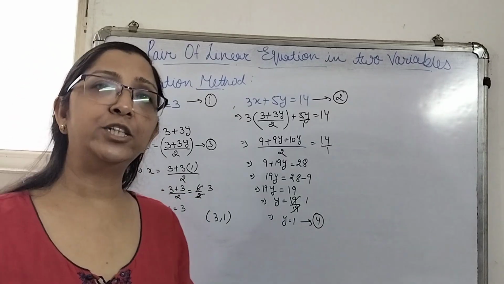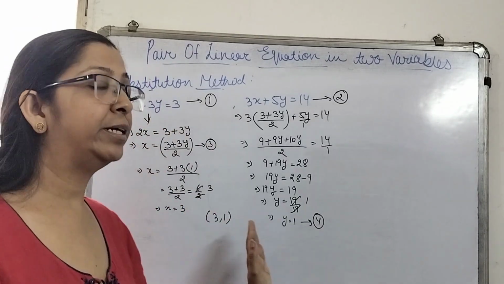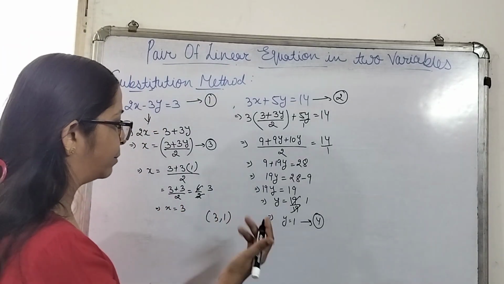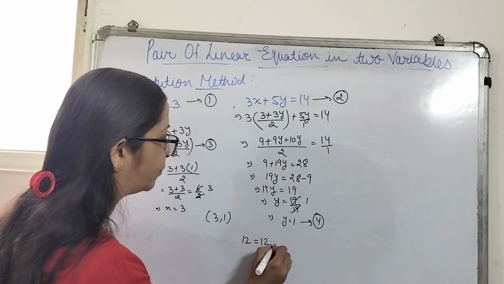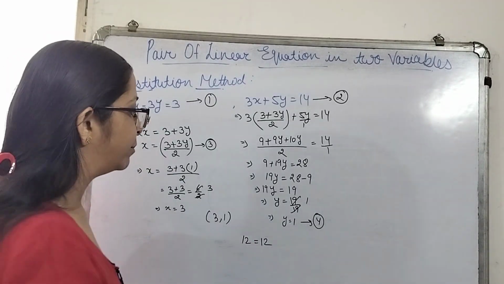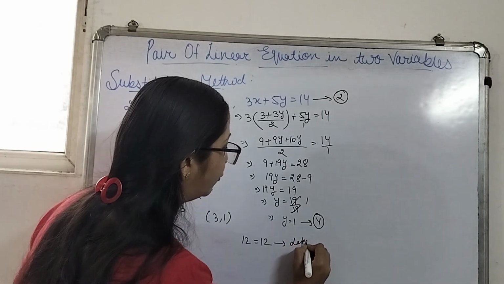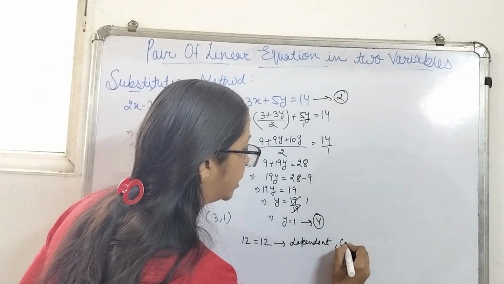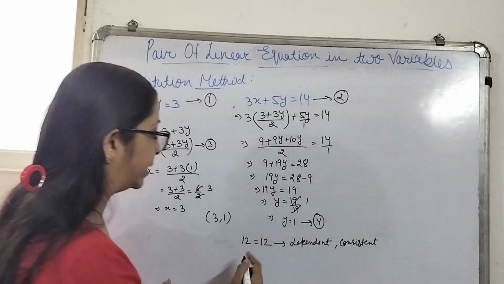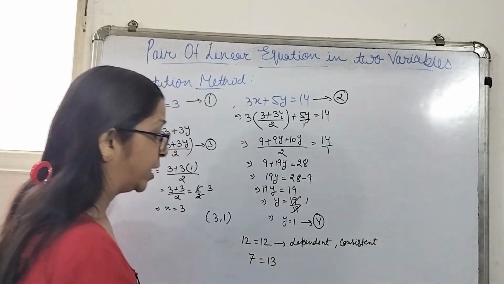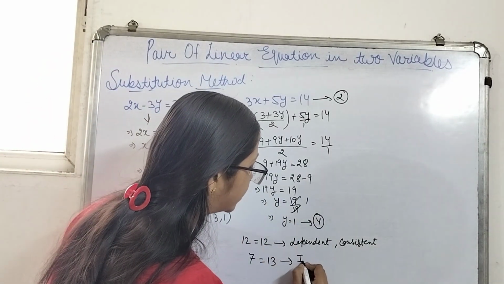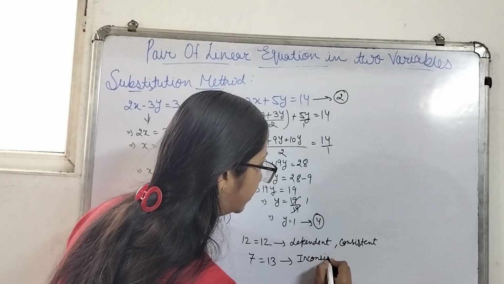Now there could be a condition when your variable part will be diminished, it won't be there in the equation, and something like 12 equivalent to 12 is coming. If this type of statement is coming, which is true for all conditions, that simply means it is a dependent or consistent type of equations. And if the condition is coming like 7 is equivalent to 13, so it is not true for any condition. That means these are the equations whose type will be inconsistent.